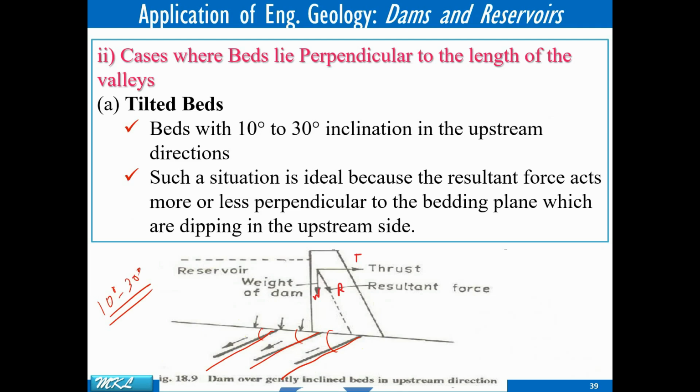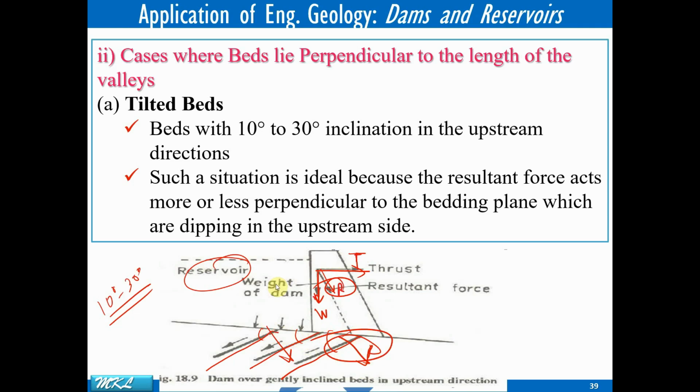ideal. Why ideal? Because the resultant force acts more or less perpendicular to the bedding plane, which are dipping in the upstream side. If you see, the reservoir water thrust is acting in this direction, so this is our T. Weight is acting perpendicularly downward, that is our weight, and so the resultant force will be in this direction. This is the direction of the resultant force, which is opposite to the bedding plane direction. So what will happen?